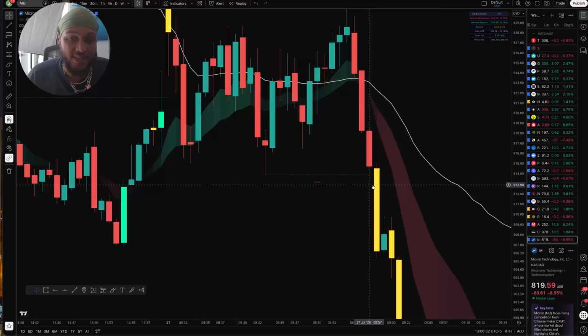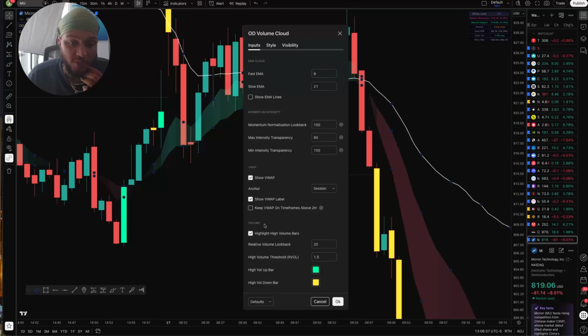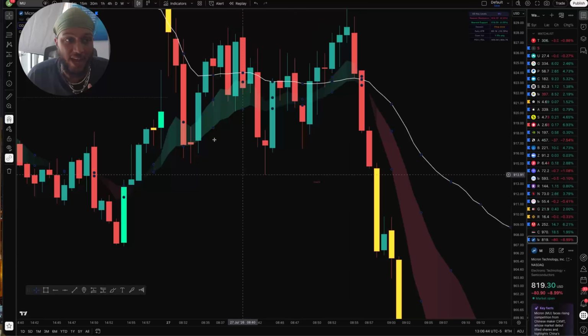And you may be wondering why these candles lit up as yellow. One of the new indicators we built inside of Option Drops was the highlight high volume bars. This will highlight volume bars that are 1.5x above the relative volume of the last 20 candles. You can customize it to your liking, but here's what it looked like in the volume.